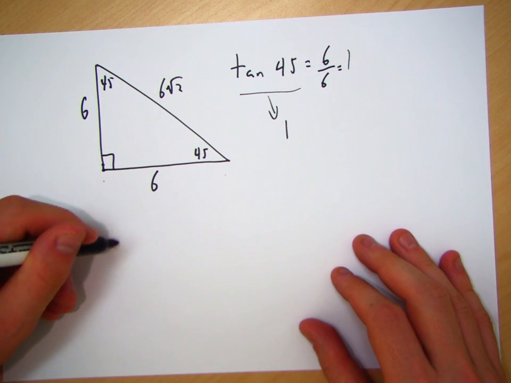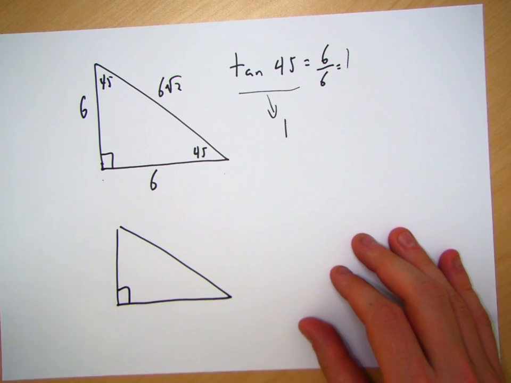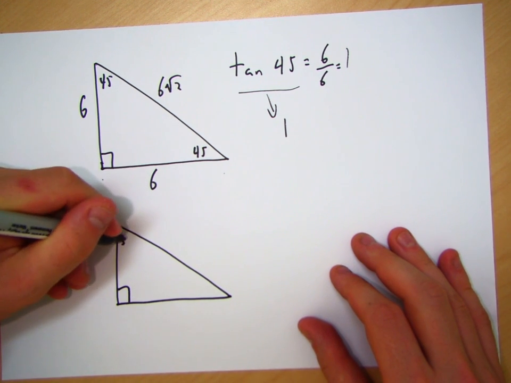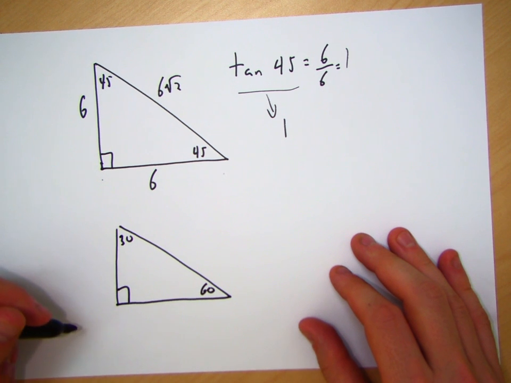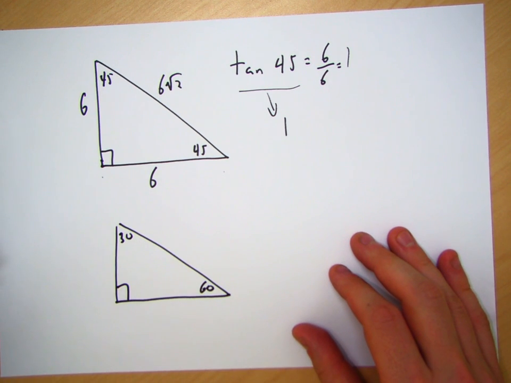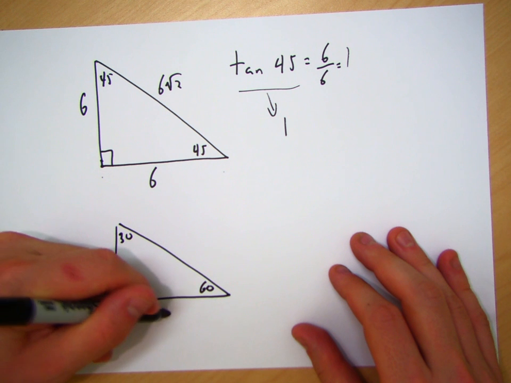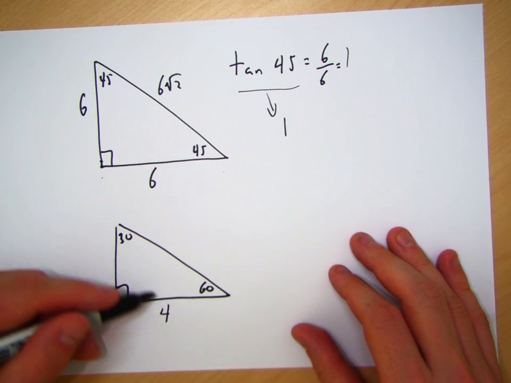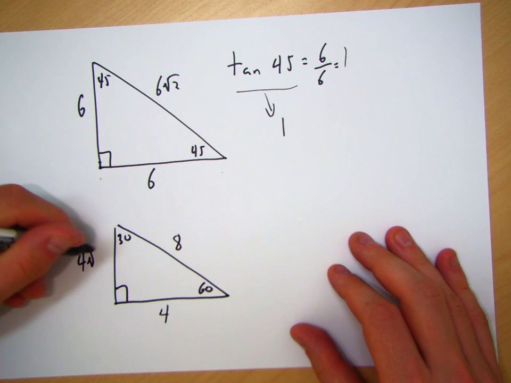You can do something else here and just show that if I look at something like 30 degrees and 60, and I look at a triangle like this, and suppose I said that this number is 4, well, because it's opposite of the 30, this number has to be 8. And of course this will be 4 root 3.